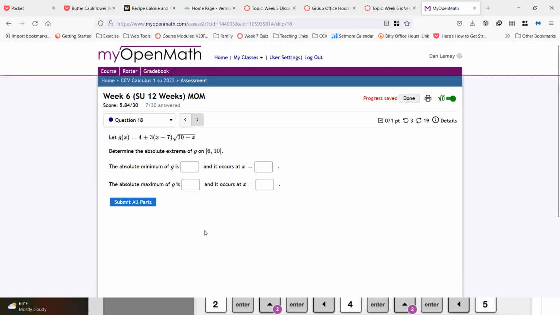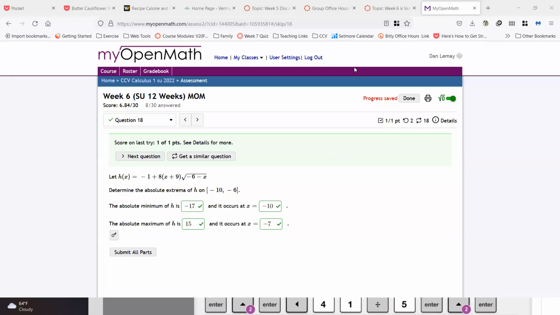18, getting there. Okay, I see a product rule. I see a radical. I see some chain rules going on. So let me do this offline, and then I'm going to come back with you and walk through it. Okay, this is the third try on this problem. I got it finally.